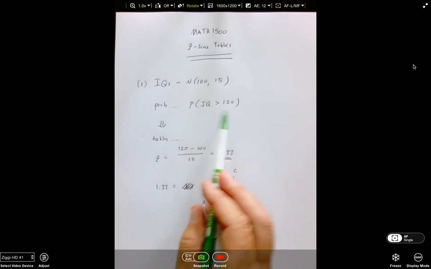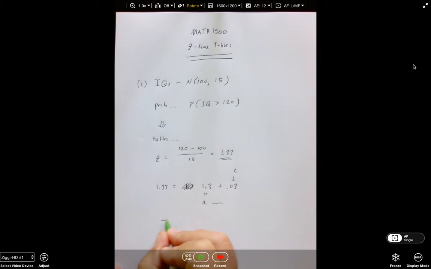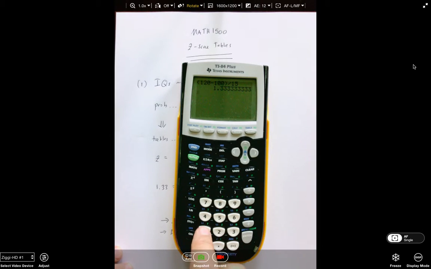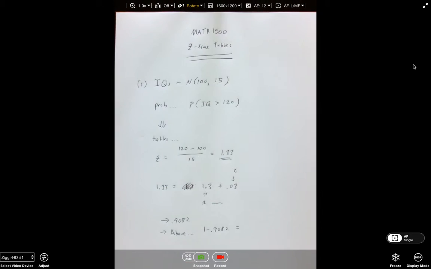So what we have to do is from our chart, we get 0.9082, and because we want above, we have to subtract this from 1, because the area underneath the curve is 1. And we get 0.0918. All right, I don't know how long that took. I'm gonna say 3 minutes.